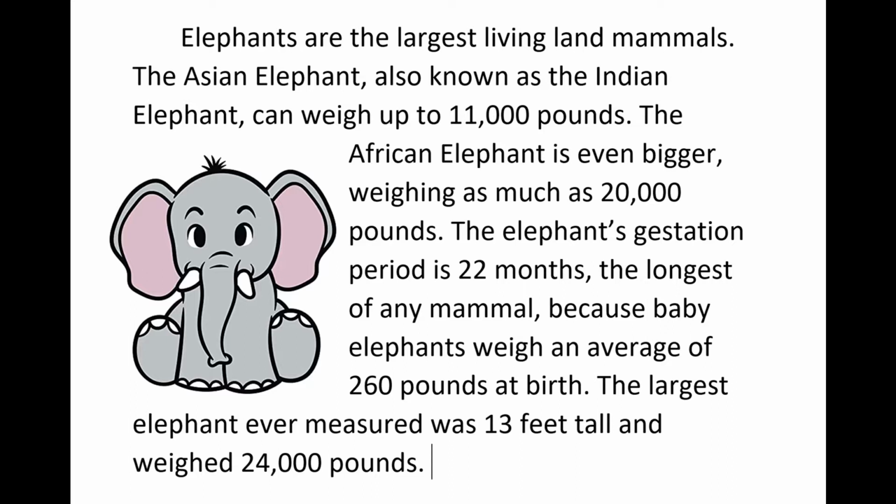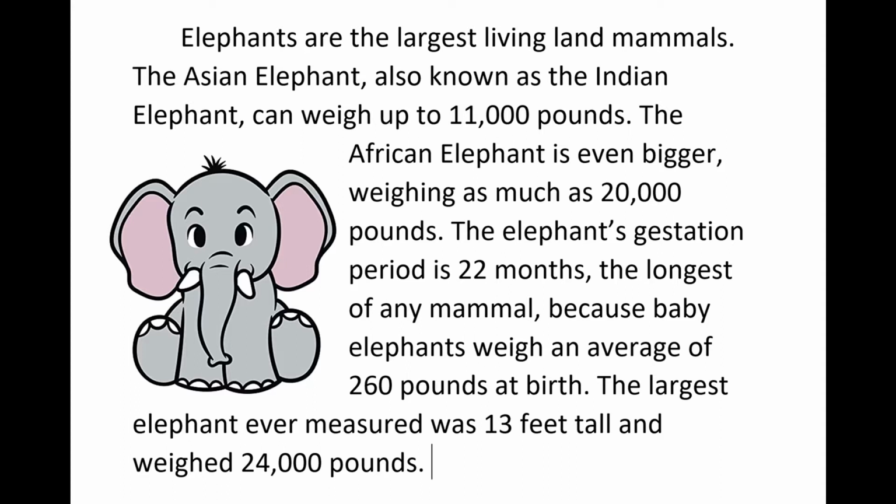The elephant's gestation period is 22 months, the longest of any mammal, because baby elephants weigh an average of 260 pounds at birth. The largest elephant ever measured was 13 feet tall and weighed 24,000 pounds. Now, some things that help me when I'm looking for the main idea is sometimes I just look at those different sentences and think, what are they all pointing towards, or what are they all about? Because remember, the details always support the main idea. So they're all going to be about one general thing. So I look and I can say that they're all about elephants, which would be true.